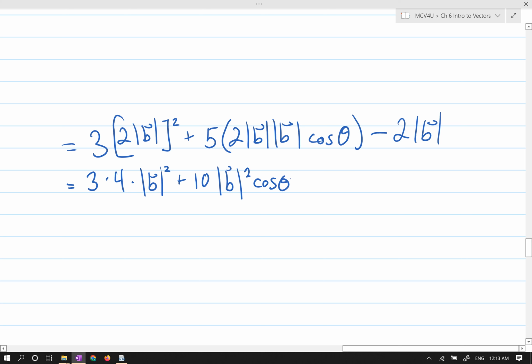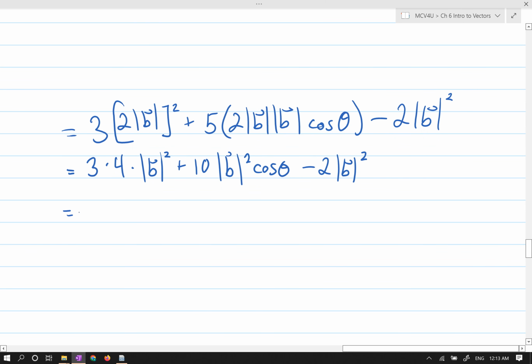Times the cosine of theta minus 2, I need to square it up there, minus 2 times vector b squared. Oh, we're so close. All right, so I'm working with 12 times vector b squared, and I'm just going to rearrange this, minus 2 times vector b squared plus 10 times vector b squared times the cosine of theta. Well, here's the thing. I don't really need to care about my vector b squared. Let's collect our like terms.